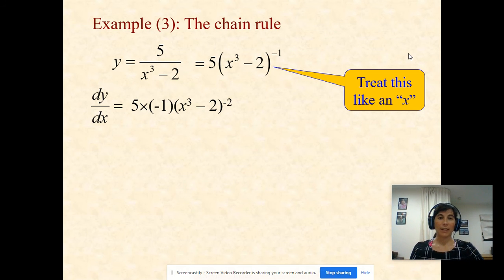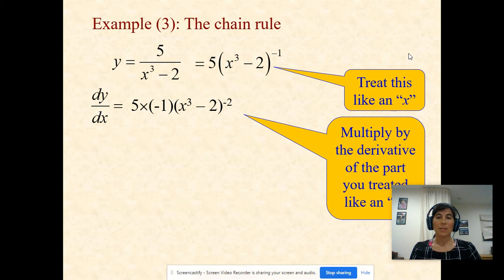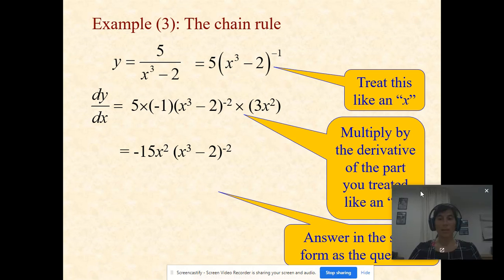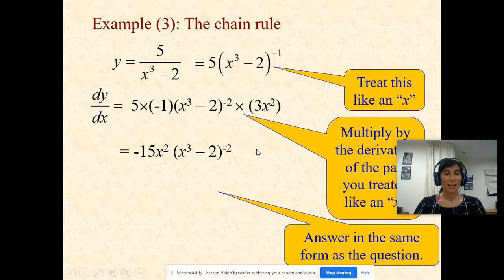Then I remove my finger, and then you just multiply by the derivative of the part you treated like an x, or in other words, that you covered up. So the derivative of x cubed minus 2 is just 3x squared. And then it's just a matter of simplifying. So 3x squared times 5 times negative 1, we've got negative 15x squared times (x cubed minus 2) to the power of negative 2. And then, of course, we can write that in the same form as the question. So putting that term on the bottom line, we've got negative 15x squared over (x cubed minus 2) all to the power of 2.